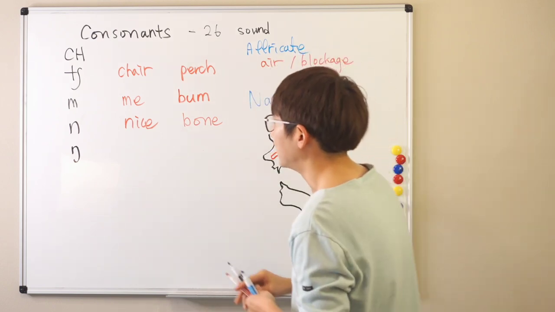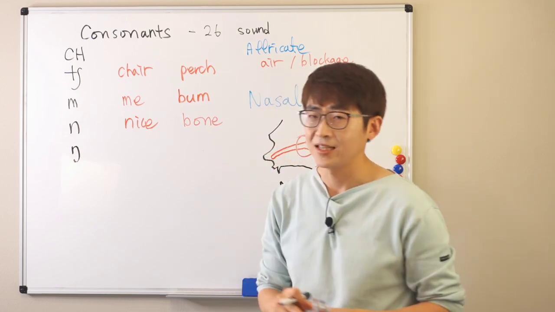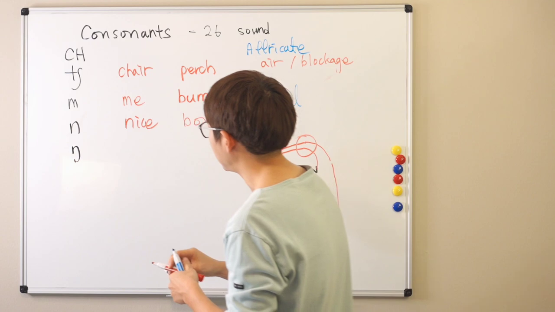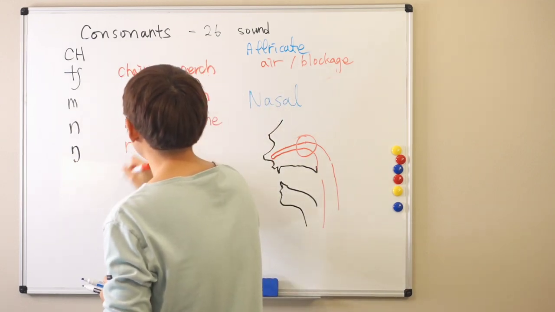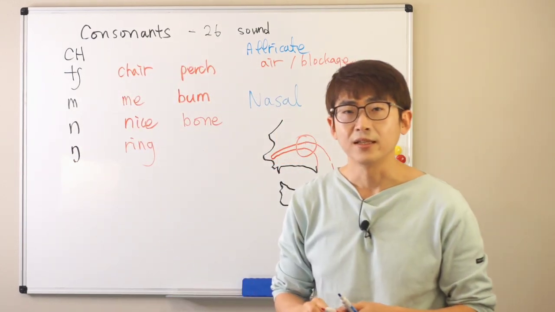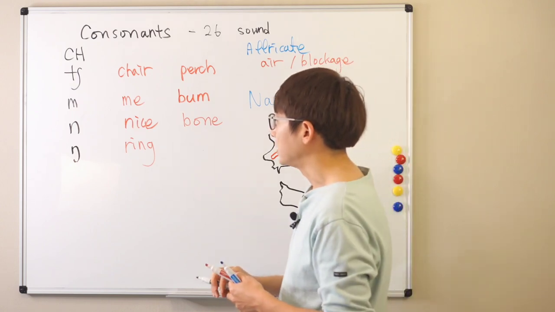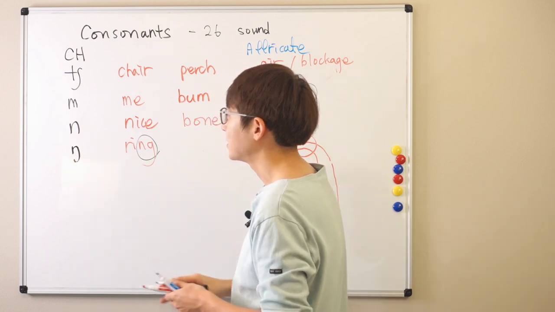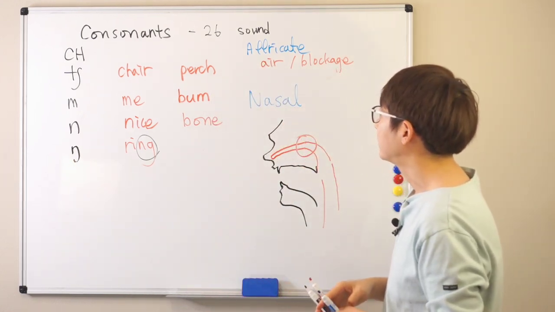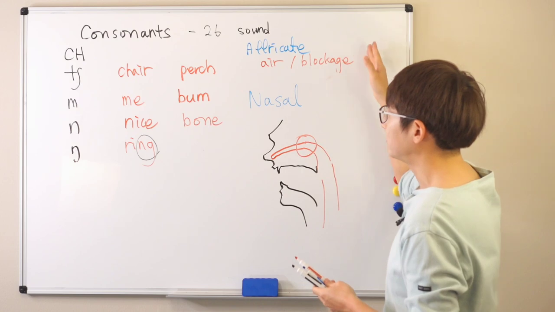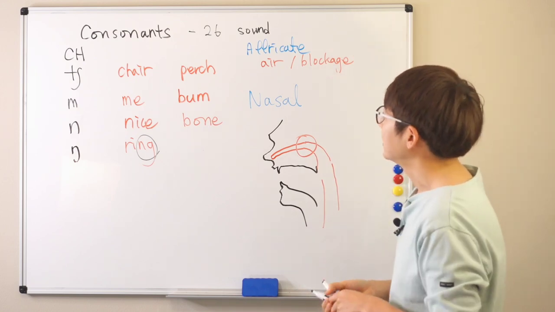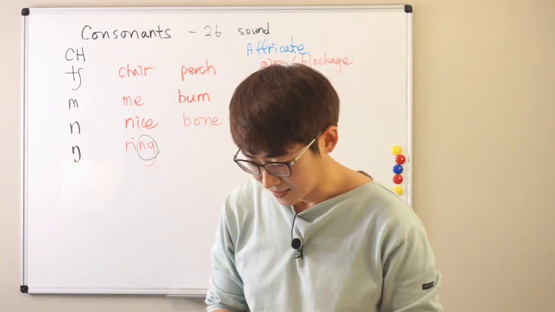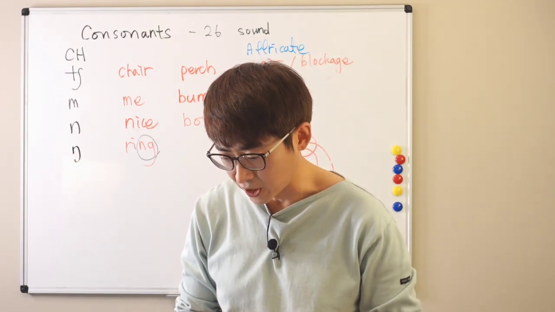All right, let's move on. This one only happens at the very end of a word. For example, like this one. Ring, ring, ing. Okay, so here we will have the sound of ng as our final nasal sound. So these are the four nasal and affricate consonants that we are learning today.